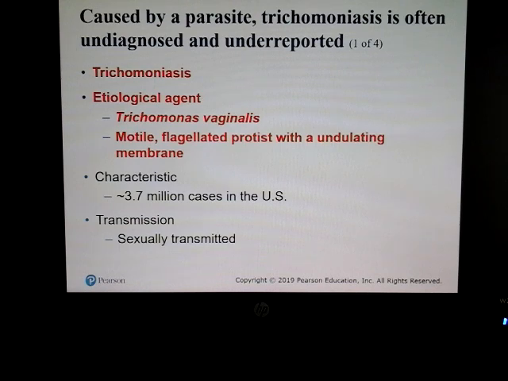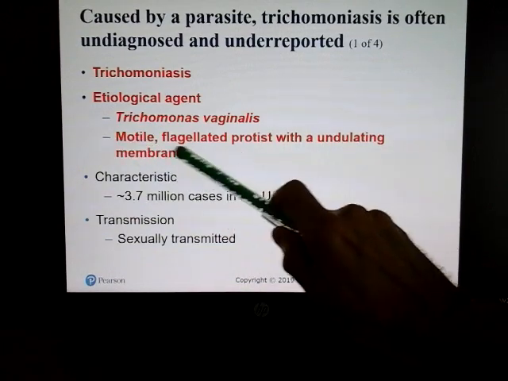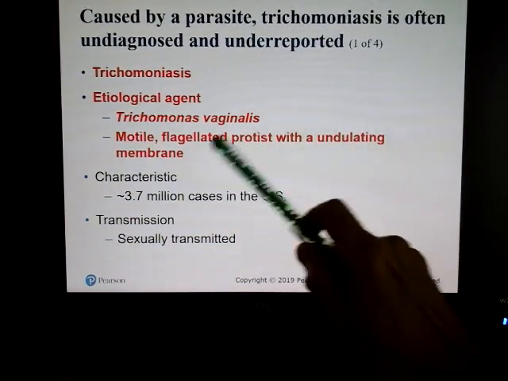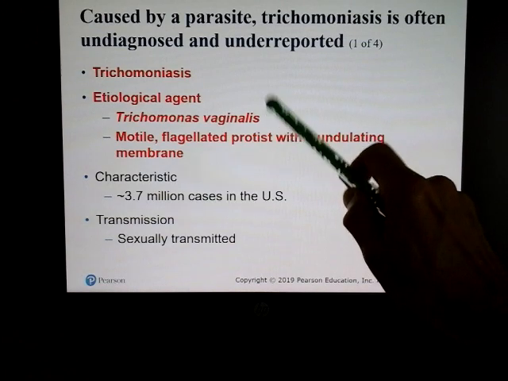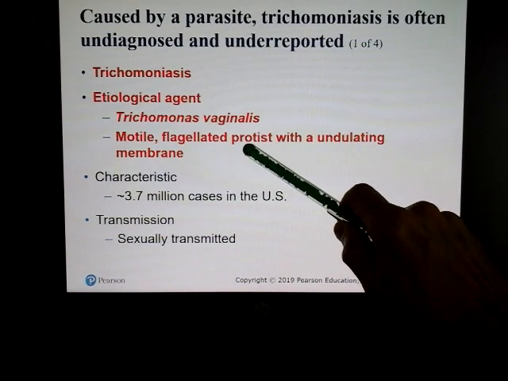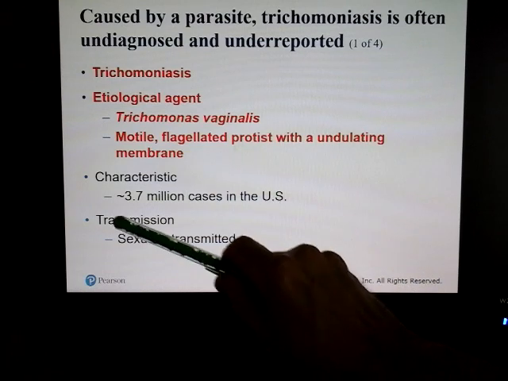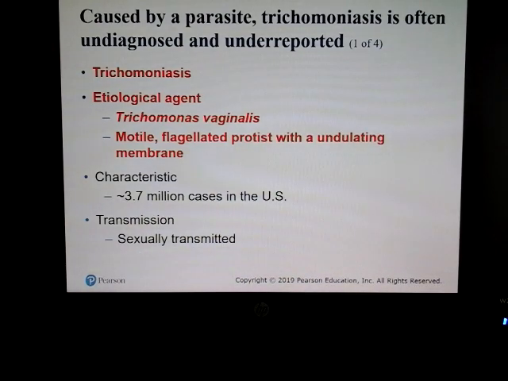And trichomoniasis, please know, is a motile flagellated protist with undulating membrane. So this microbe that can cause vaginal infections is a protist, flagellated and undulating. About 3.7 million cases in the United States.